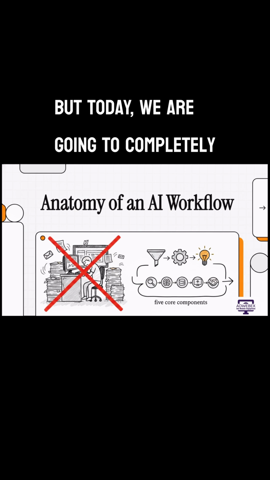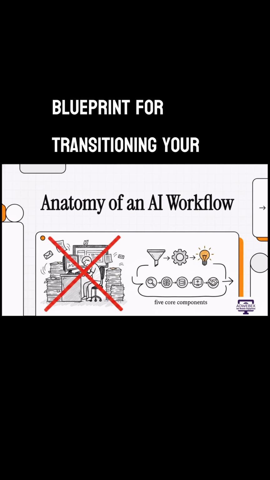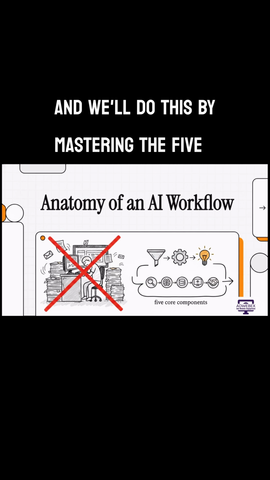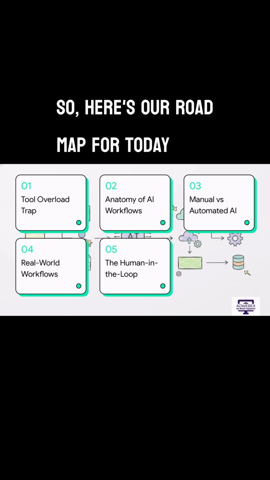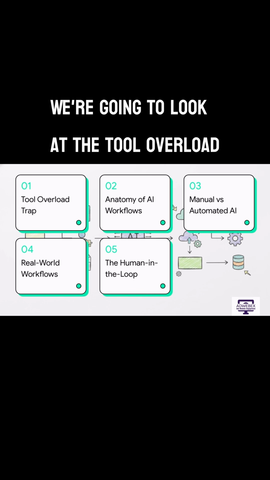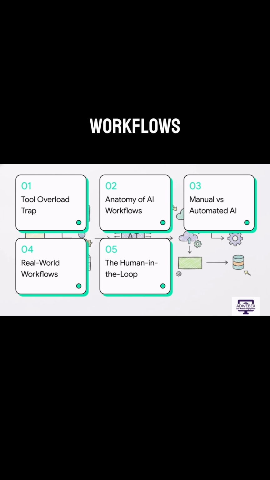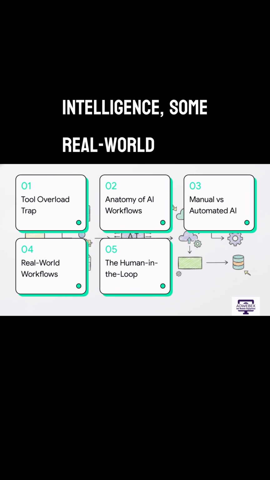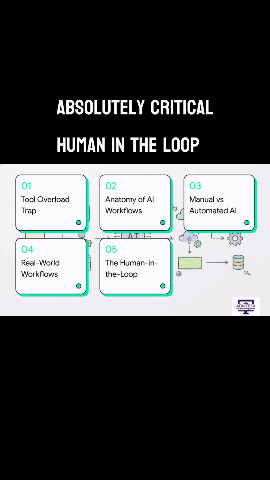But today, we are going to completely shift that paradigm. We're going to focus on the exact blueprint for transitioning your small business from manual work to automated intelligence. And we'll do this by mastering the 5 core components of an AI workflow. So, here's our roadmap for today. We're going to look at the tool overload trap, the actual anatomy of AI workflows, how manual intelligence compares to automated intelligence, some real-world AI workflows, and finally, the absolutely critical human in the loop.